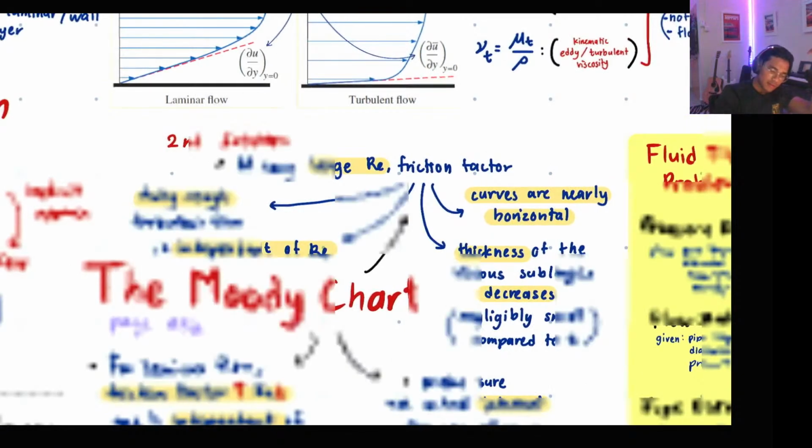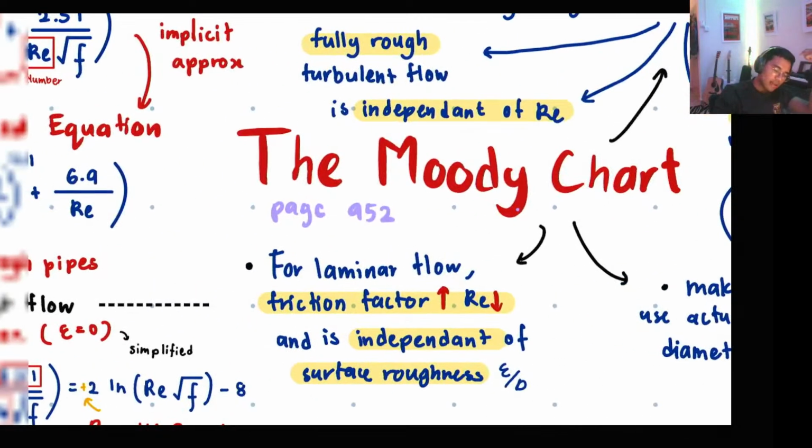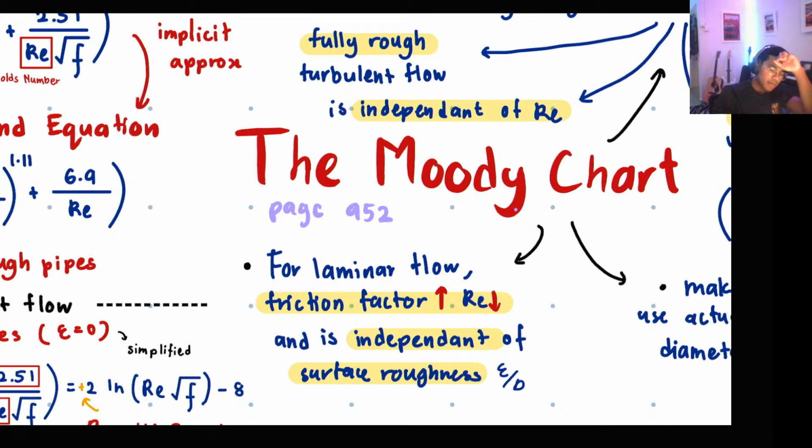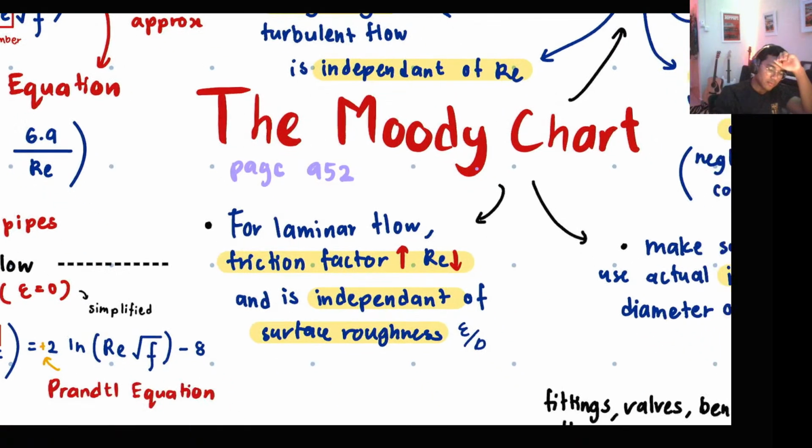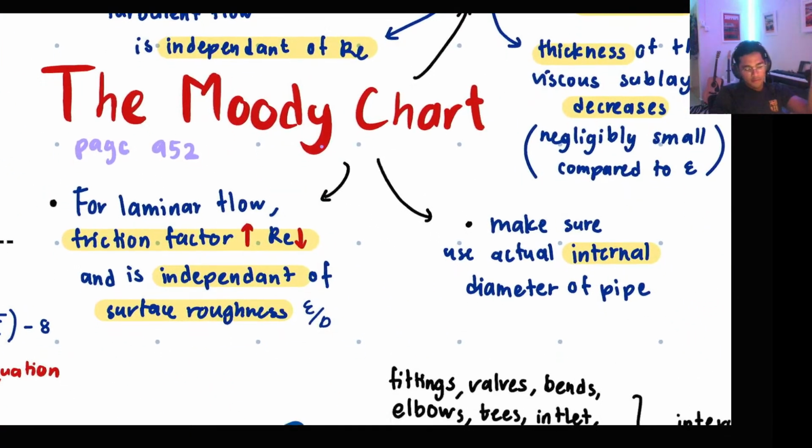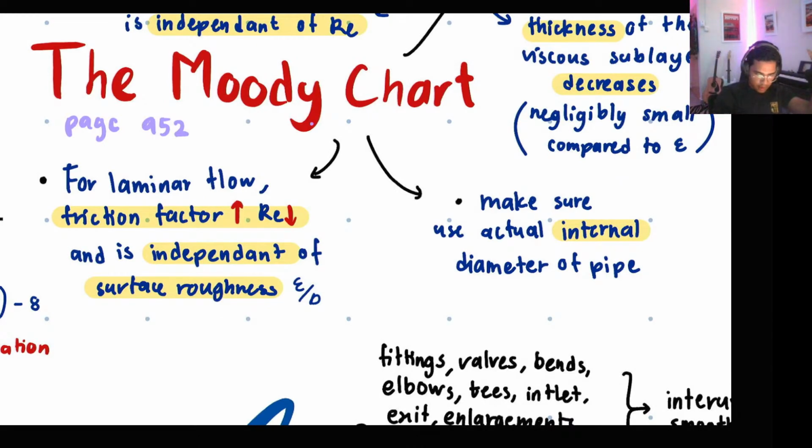So you can look at the Moody chart at page 952. That's the first observation from the Moody chart. The second observation is that for laminar flow, the friction factor increases while the Reynolds number decreases, and it is independent of the surface roughness.